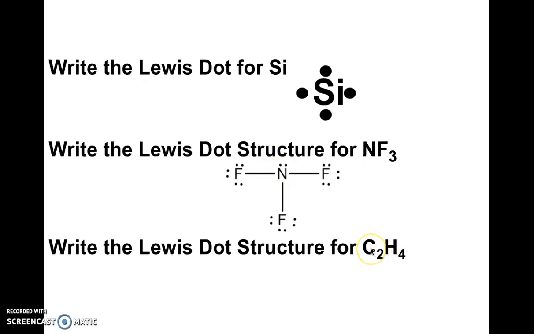C2H4. Now, this one's kind of tricky. The carbons are going to be your center, but there are going to be 2 of them. Okay? And when we do that, we end up with the carbon needing to be double bonded to the other carbon, and then the hydrogens being single bonded.